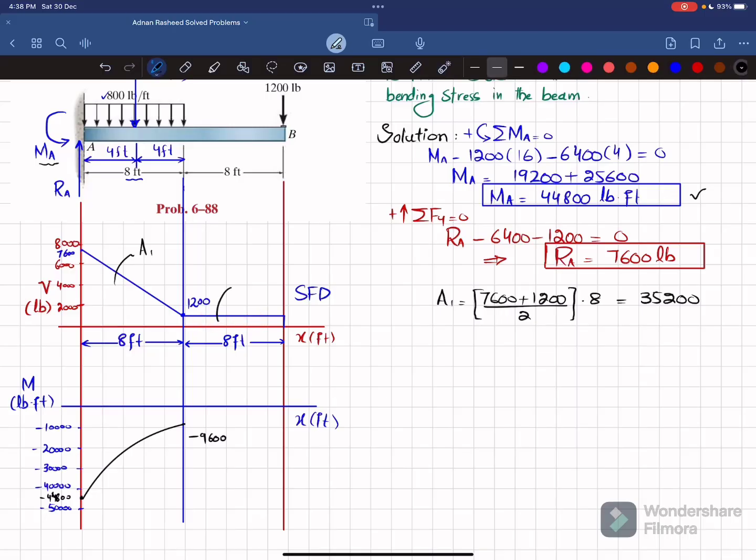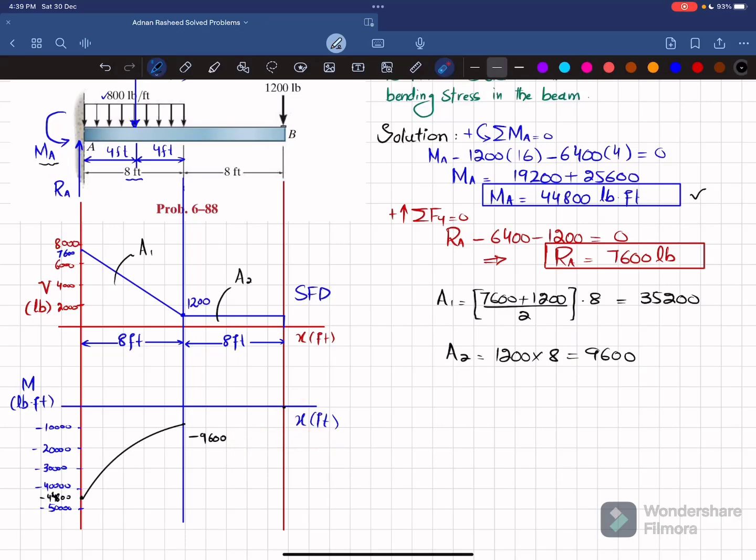Now the second area under the shear force diagram is this area. Let this area be A2. So you can see A2 is equal to this height. This is a rectangle, so this height multiplied by this width. So 1200 multiplied by 8 will be equal to 9,600. So minus 9,600 plus 9,600 will be equal to 0. So the bending moment will be 0 at this point. So our new point will be this one.